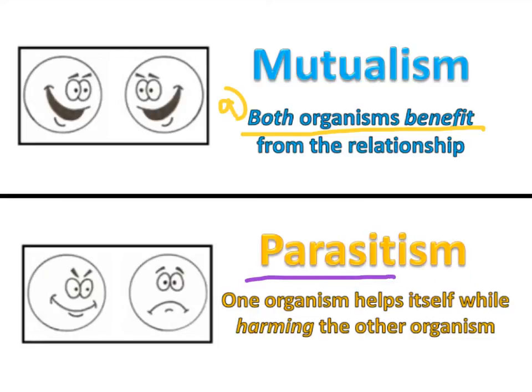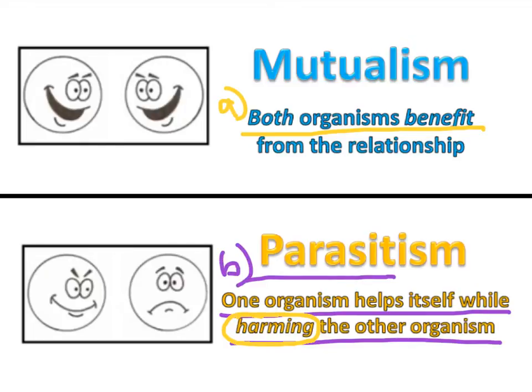On letter B, define parasitism. You're going to write, one organism helps itself while harming the other organism. Key word is harming. If you would like to underline that key word, that is important. So please go ahead and write that definition down for parasitism.